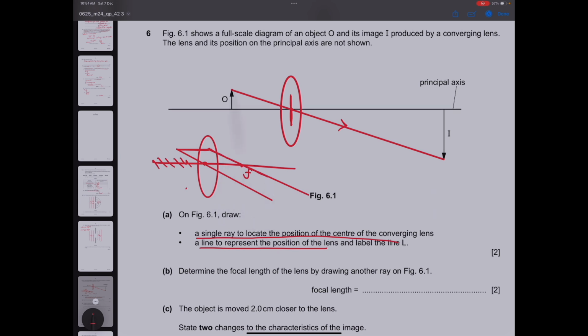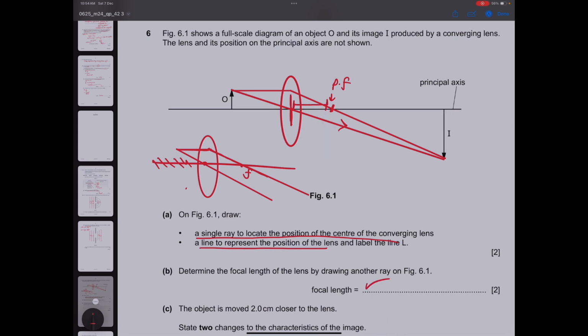So what you need to do is just draw a straight ray and just connect it to the image formed. This image formed. So the point where it is passing here, this is your principal focus, and you can just take your scale and measure this distance. That is what you need to put here.